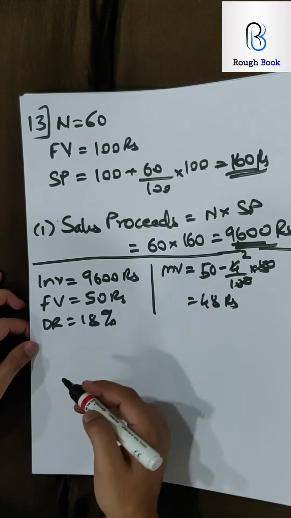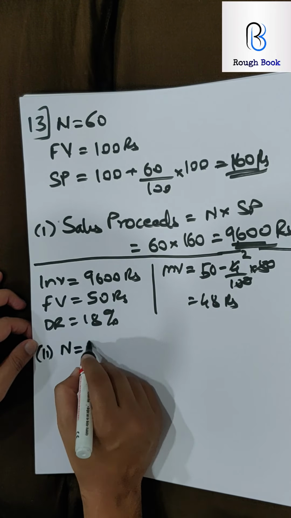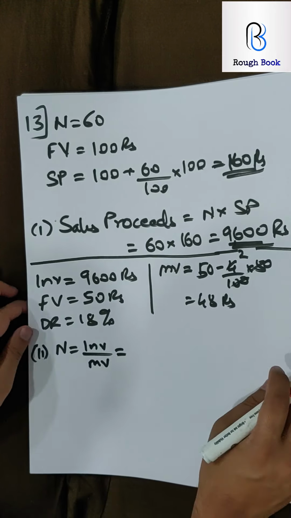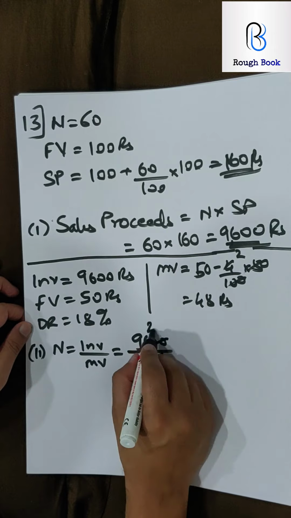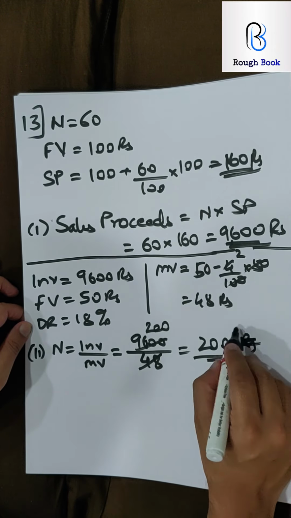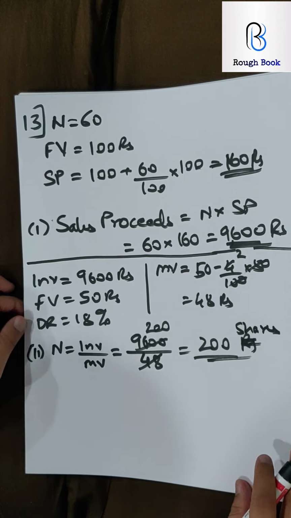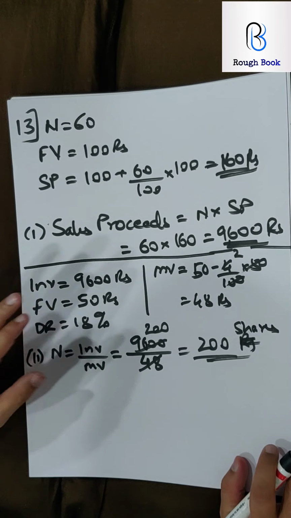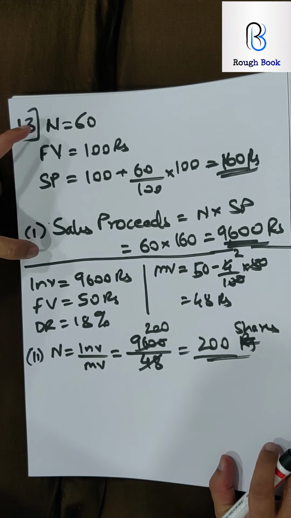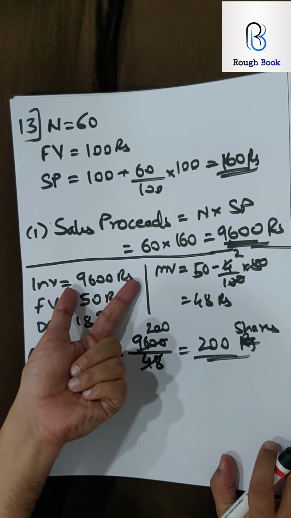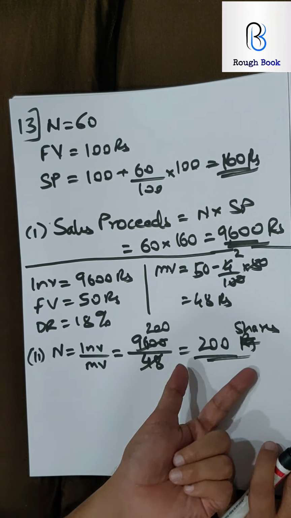The second question is the number of shares he buys. So here how many shares has he bought? Second part, number equals investment upon market value. So investment is 9,600 and how much has he bought it at? 48. So how many shares did he buy? 200 shares, not rupees, sorry. 200 shares. Are you with me? So once again, let's understand till here. First the sale proceeds because those shares were sold. The money he received is invested in the new share and the new number of shares are these many.